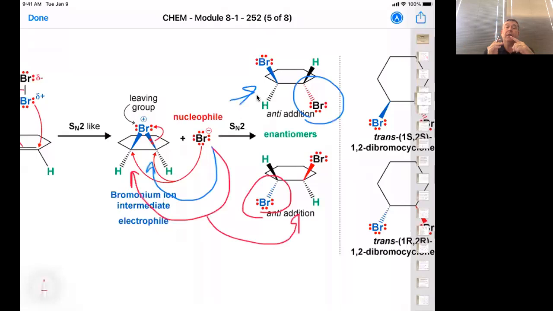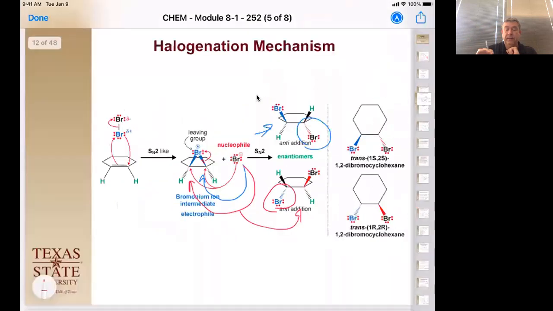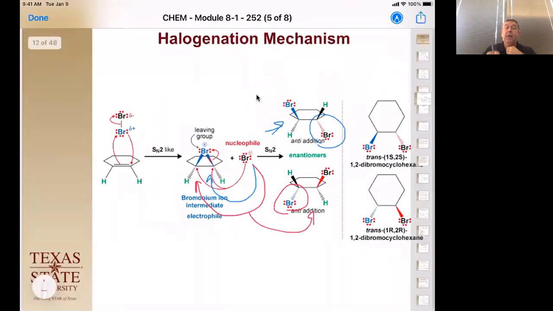Notice the bromine that was on the top was the one that formed the bromonium cation, okay? And the bromine on the bottom is the one that was the nucleophile. So by knowing that we form this blocking group on the alkene, it tells us the reaction has to be anti-addition, coming in from the opposite side of the double bond.